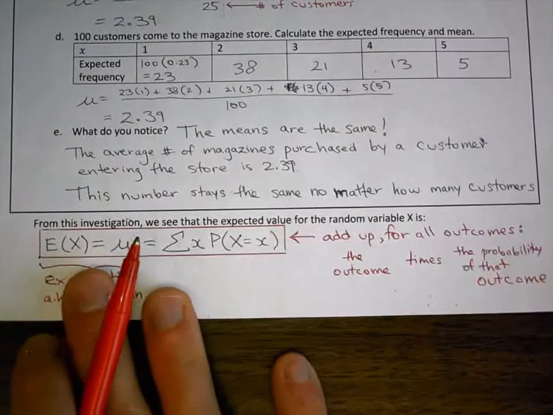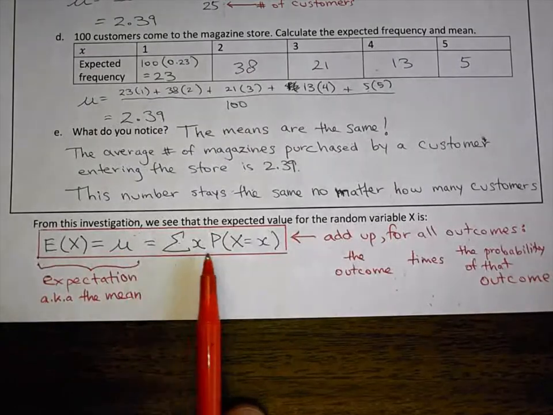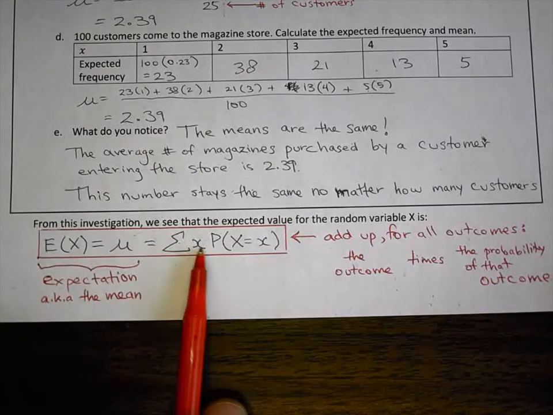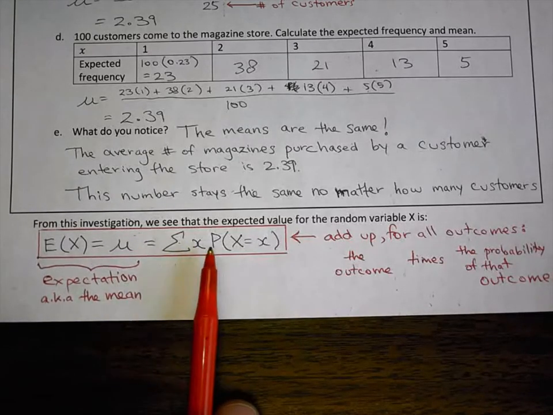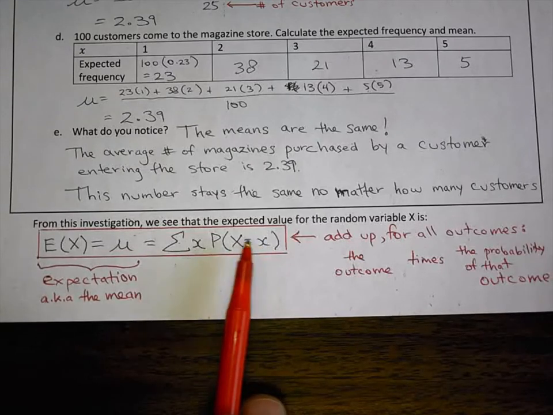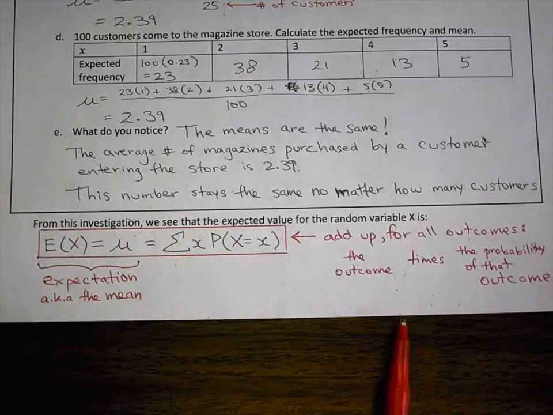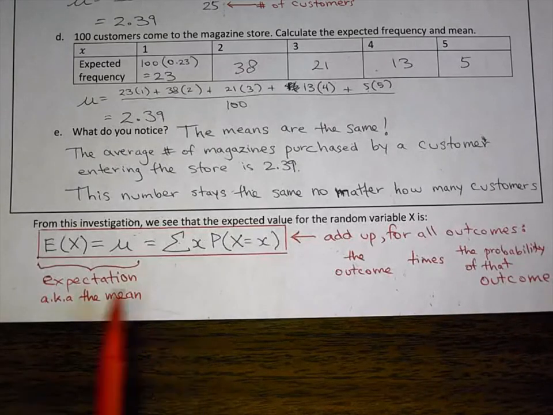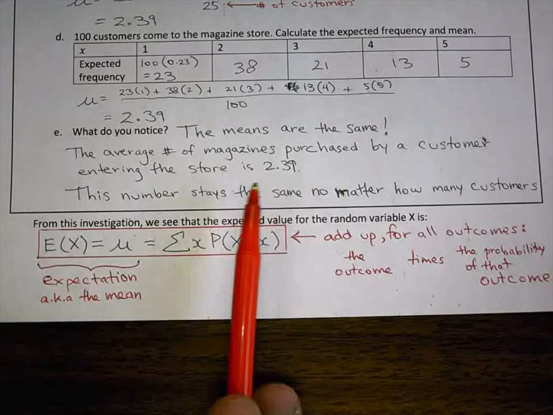Oh, there it is. So this formula is saying to find the expected value, take each outcome, so all the things that x could be, so x is equal to 1, x is equal to 2, x is equal to 3, and multiply that outcome by the probability of the outcome occurring, and then add all those up. Add up for all outcomes, outcome times the probability of that outcome. And that's going to give you the expected value, which again is very useful.